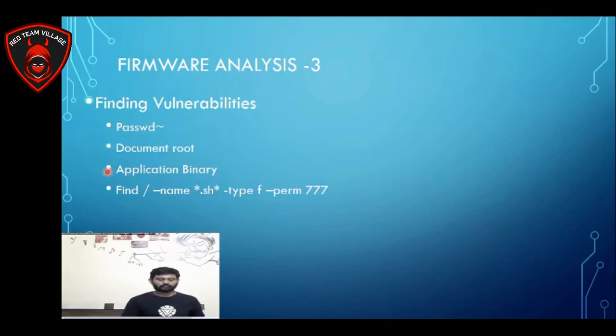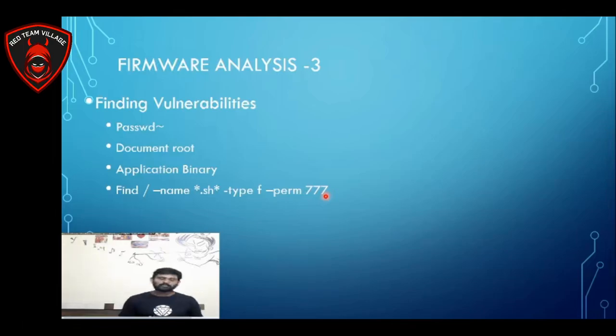Then, as I told you, the application logic is built inside the web binary. That binary should be downloaded and reverse engineered for the purpose of identifying vulnerabilities. And lastly, this is the first command which I run on firmware: find / -name "*.sh" with type file and having permission 777. This is the most important aspect.